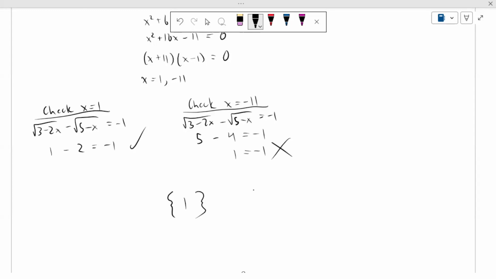Yeah, so check x equals 1, plug it in and see that it works. Check x equals negative 11, plug it in, and you see that it doesn't work. So try to present it in a very similar way.